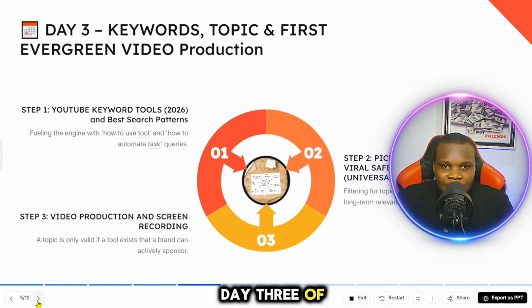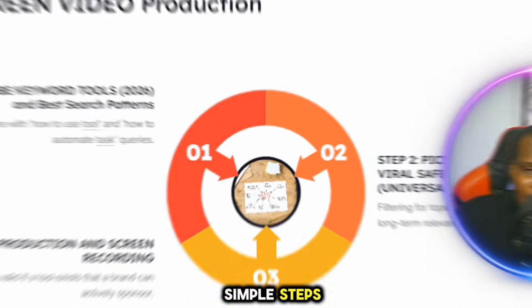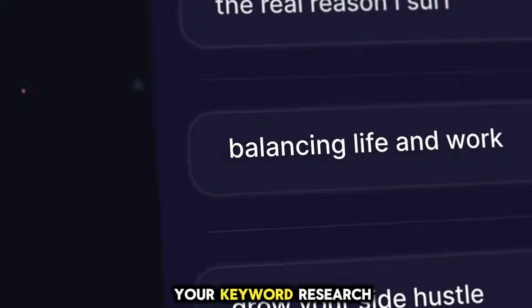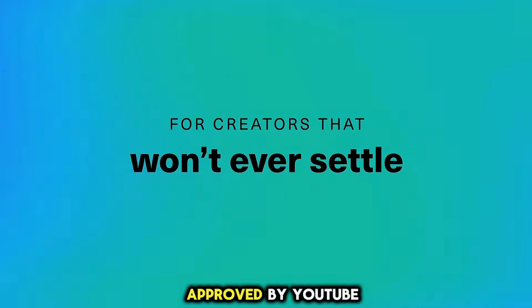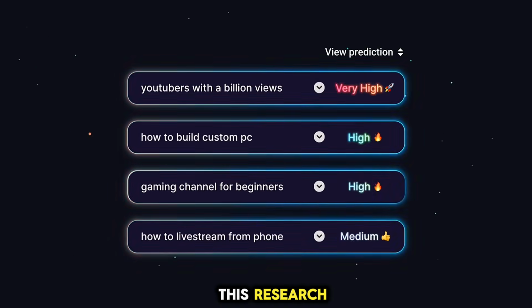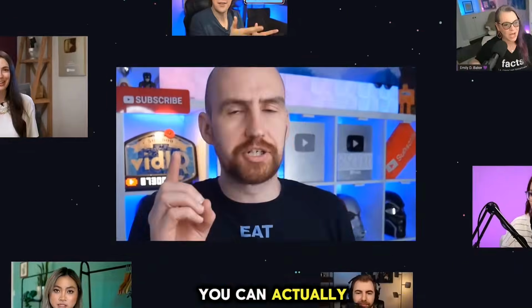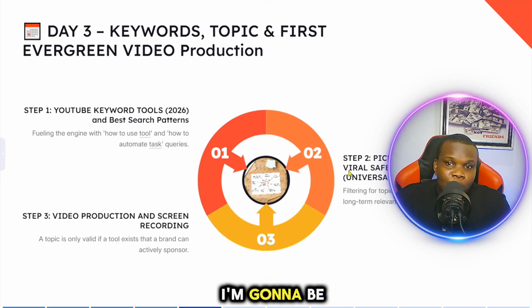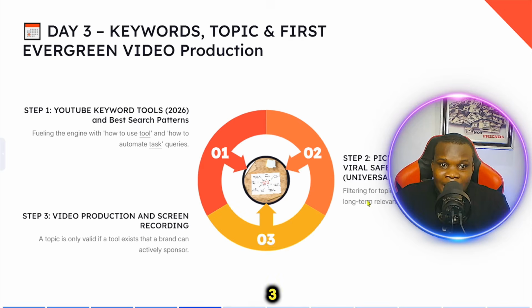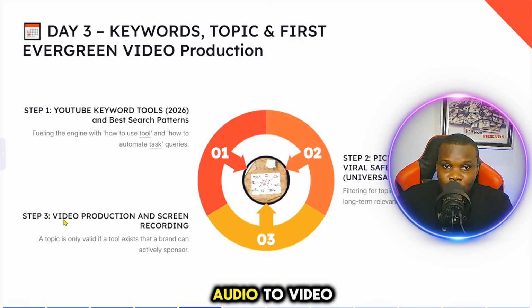In this day 3 of the challenge, we're going to be doing only 3 simple steps. Step 1, I'm going to be showing you the right YouTube tools that you can use for your keyword research, and these tools are 100% approved by YouTube. I'm also going to be showing you the right way to make this research and get the trending evergreen topics you can make videos about. And step 2, I'm going to show you how to pick the video topic and use our viral prompt to generate a viral script for it. I'm also going to show you how to turn this script into audio, and from audio, in step 3, how to turn this audio into video with our screen recording.